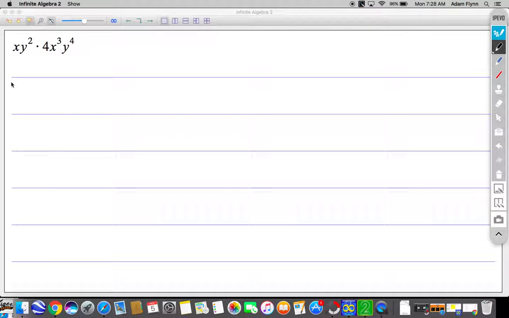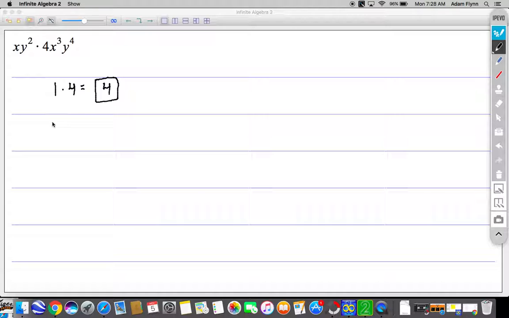Number 3, we've got xy squared times 4x cubed y to the 4th. So I've got an imaginary 1 here. Okay, we assume there's a 1 when it appears that there's no number. So we've got 1 times 4. So 1 times 4 will be 4. So that'll be part of my solution.